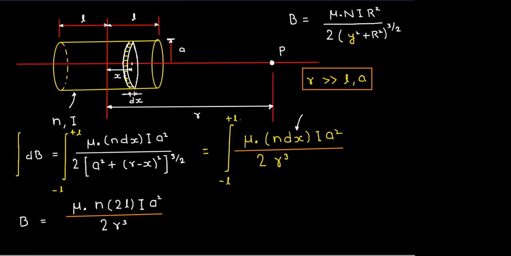I want you to modify this and write this magnetic field in terms of dipole moment of the solenoid. Do it.